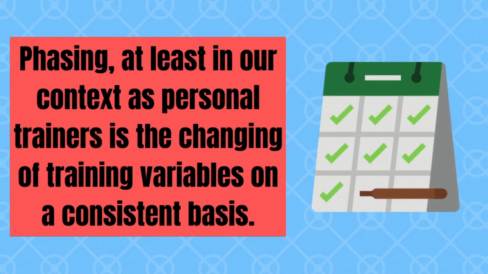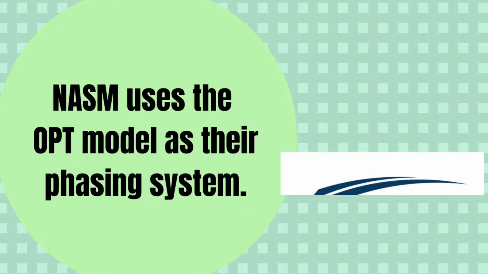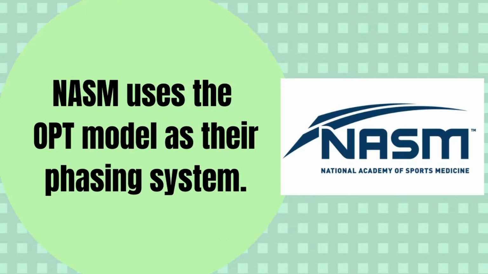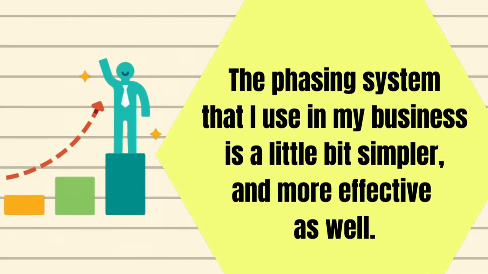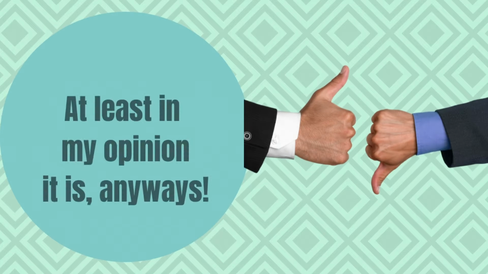So we've got a lot to talk about in this one, and I think it's best to start things off by talking about phasing. What exactly is phasing? Well, phasing, at least in our context as personal trainers, is the changing of training variables on a consistent basis. NASM uses the OPT model as their phasing system, and I do have my gripes with it, but overall I think it's okay. The phasing system that I use in my business is a little bit simpler and more effective as well. At least in my opinion it is anyway.